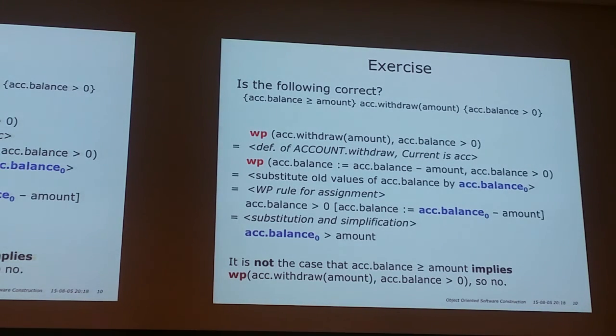After substitution and simplification, do we simply get the same thing as the precondition? No, because you can see that it's greater than, and now it's greater than or equal to. This one here is actually stronger because it does not include the possibility of being equal. To be correct, the precondition must imply the weakest precondition. But in this case, it's reversed. It is the weakest precondition that implies the original precondition, which is not right.